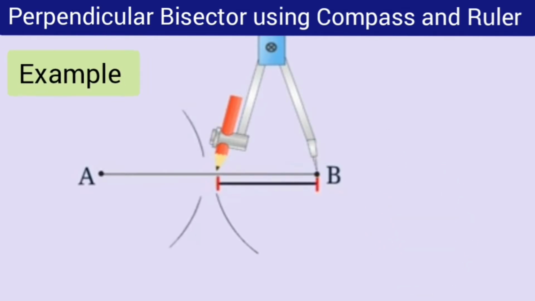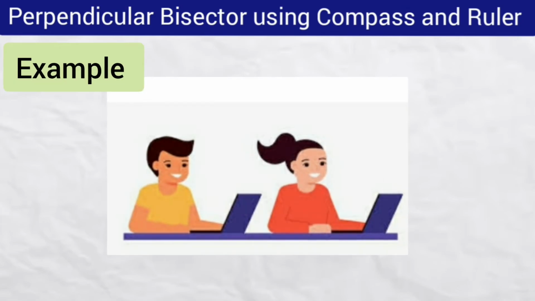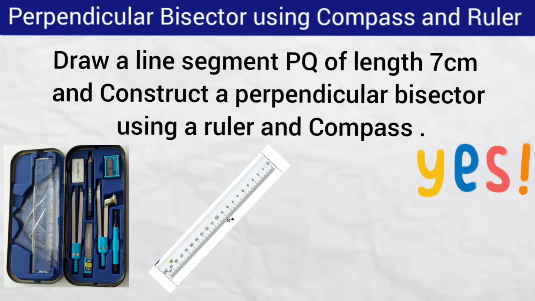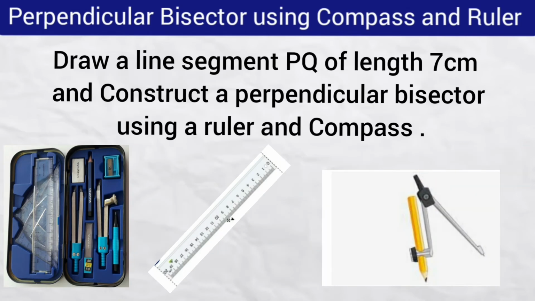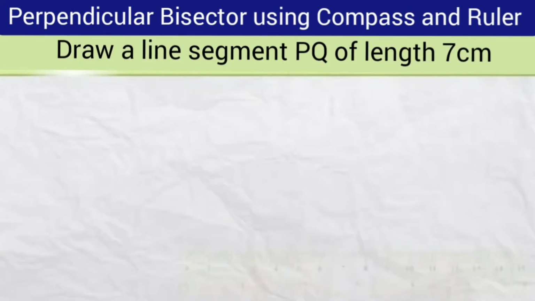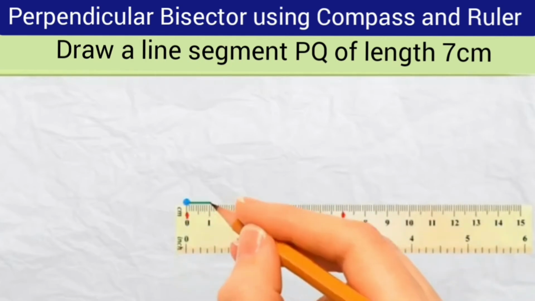Now let us see one example. You can also try with me. Are you ready, students? Let us start. Draw a line segment PQ of length 7 cm and construct a perpendicular bisector using a ruler and compass. First, draw a line segment PQ of length 7 cm.